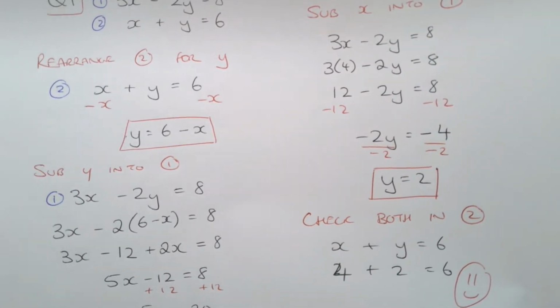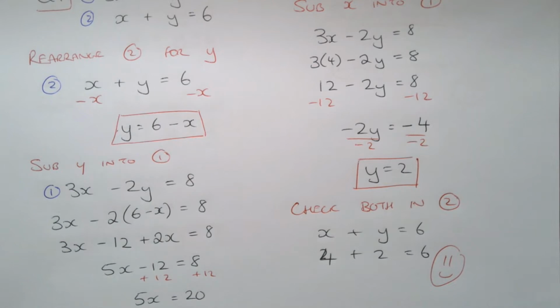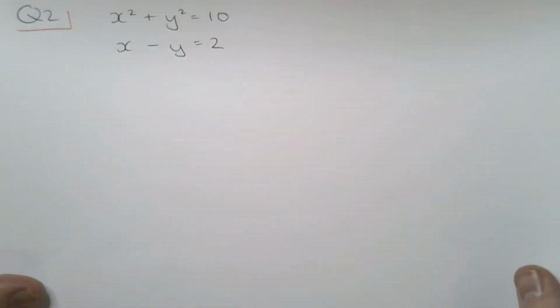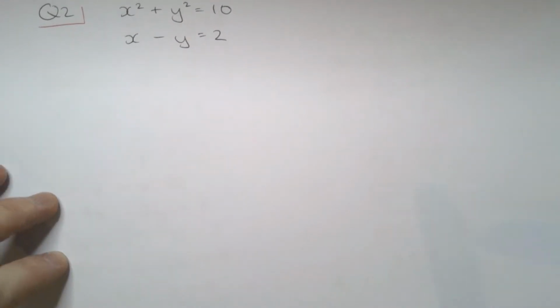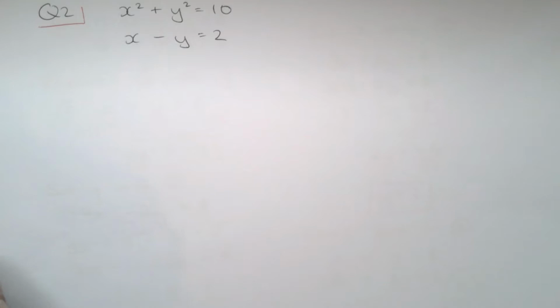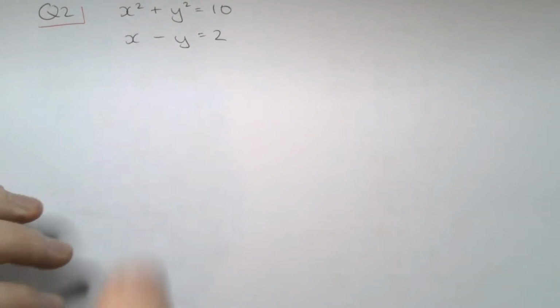Okay, let's look at a slightly harder example, and one that you could really only use the substitution method for. So this one here: x squared plus y squared equals 10, x minus y equals 2. So I've got two equations. I'll call them 1 and 2 again.